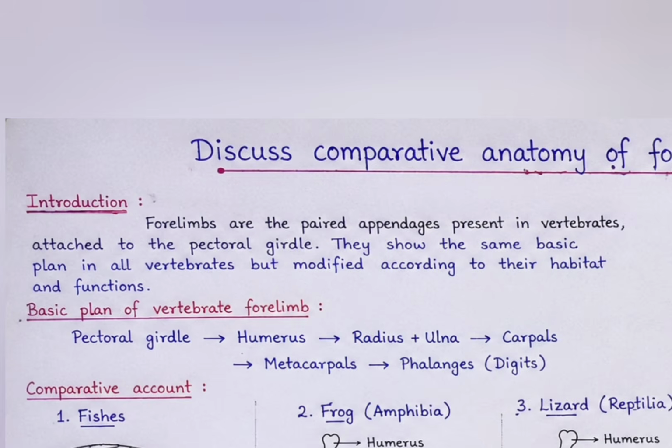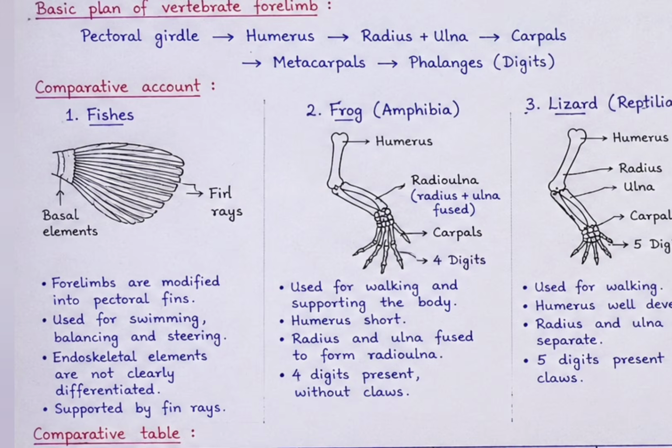First, the comparative account. We have to compare all the vertebrates, starting with fishes. In fishes, the forelimbs are modified into pectoral fins. We don't call them hands in fishes; we cannot observe hands in fishes. Humans have hands, but in fishes the hands are modified as fins.